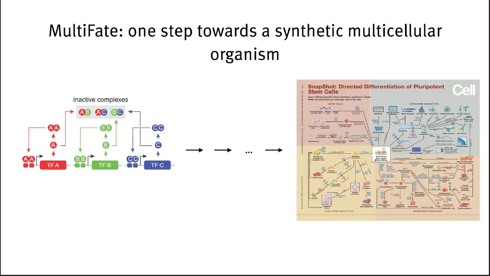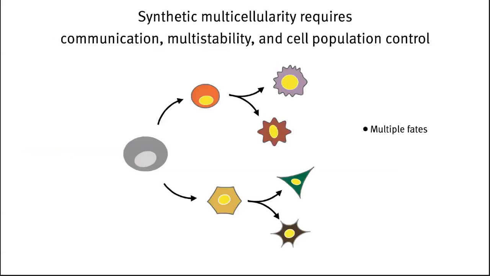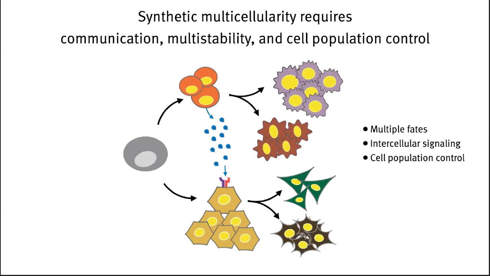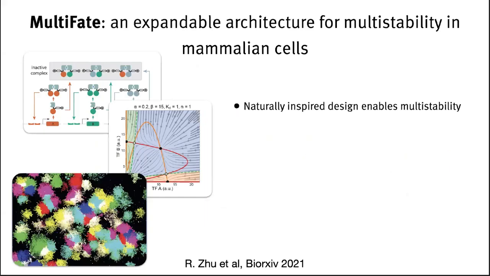Okay, so what I hopefully showed you is, what we're thinking about this is one step towards a dream of a synthetic multicellular organism. This is the core fate control system. And of course, we will also need communication and population control. In other projects in the lab, we've been working on these other aspects, trying to build out to a more complex synthetic multicellular system.